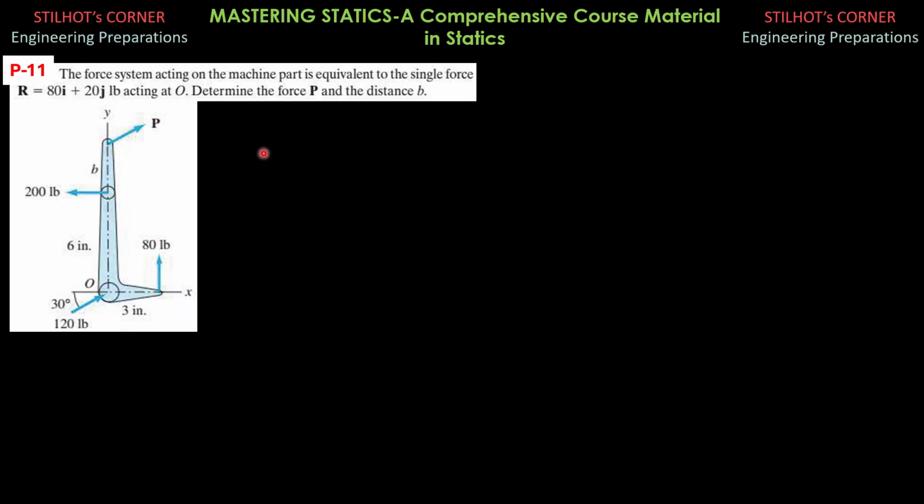Problem 11, the force system acting on the machine part is equivalent to the single force R equal to 80i plus 20j pounds acting at the origin O. Determine the force P and the distance b.